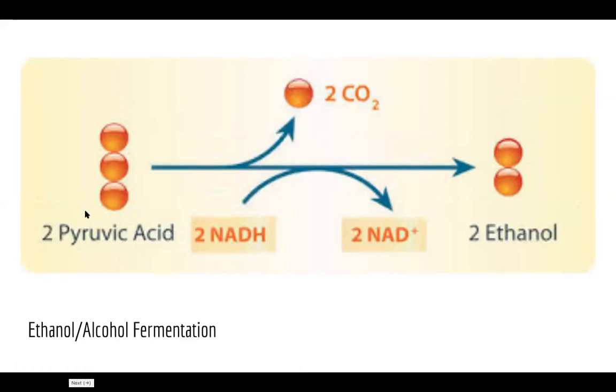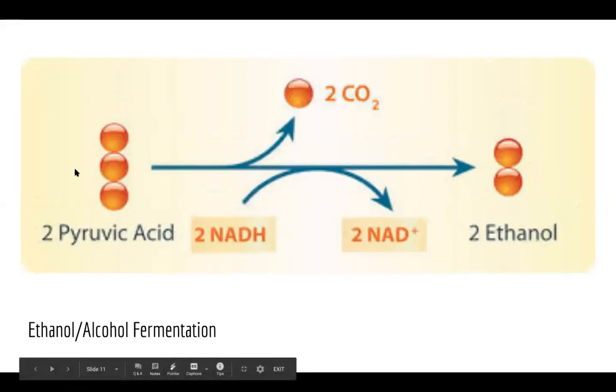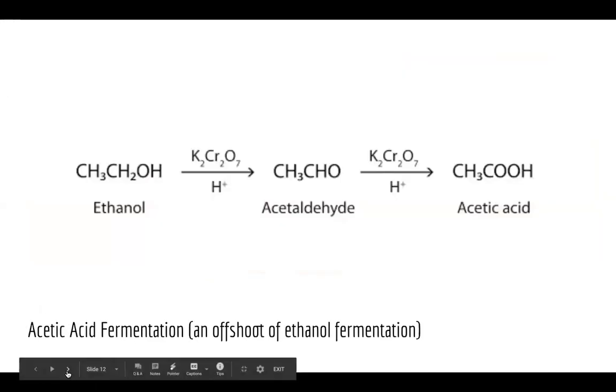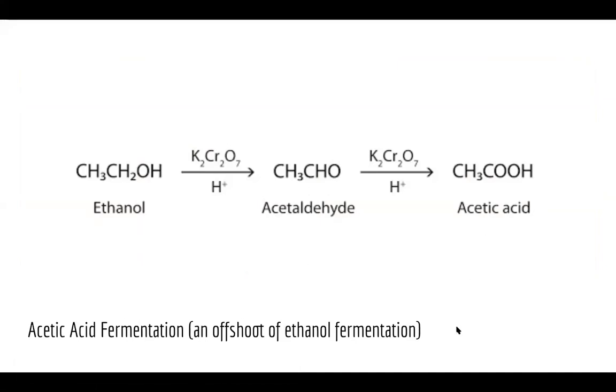So then here we have ethanol or alcohol fermentation. So once again, the 2 pyruvic acid releases 2 carbon dioxide molecules and forms ethanol, as well as taking in 2 NADH molecules and releasing NAD plus. So once again, all of the energy comes from glycolysis. And then here's acetic acid, which is kind of an offshoot of the last one we looked at. Basically, once you have your ethanol molecule, a reaction occurs and it forms acetaldehyde, and then it forms acetic acid. This one is not super important at all.